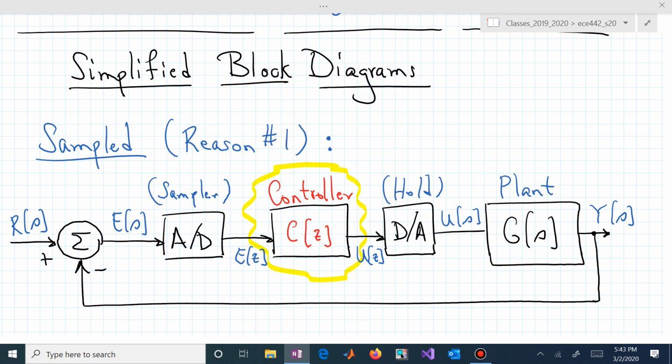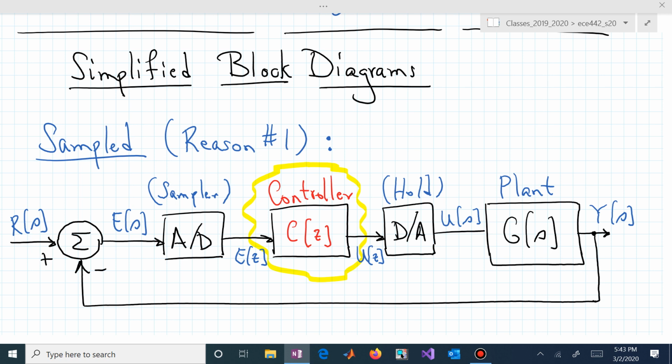Here is scenario number 1, or reason number 1. We want to convert from this all analog controller that's maybe a bunch of op amps and resistors and capacitors all interconnected, and we want to replace that with a computer or a microprocessor. We need now a C of Z that will allow us to program that controller's functions into a discrete implementation. We have to interface that with the original plant, which is analog. We're keeping G of S. So we're trying to keep the input U of S the same.